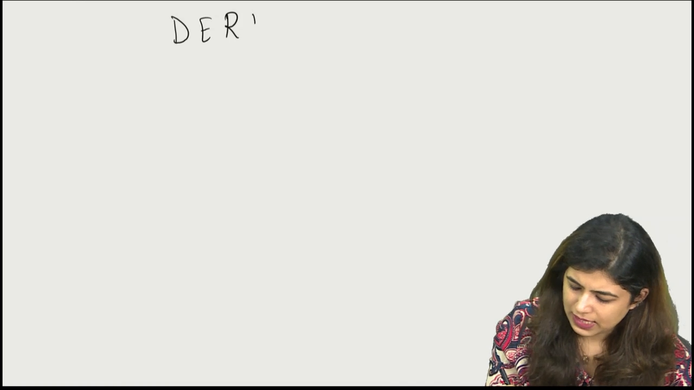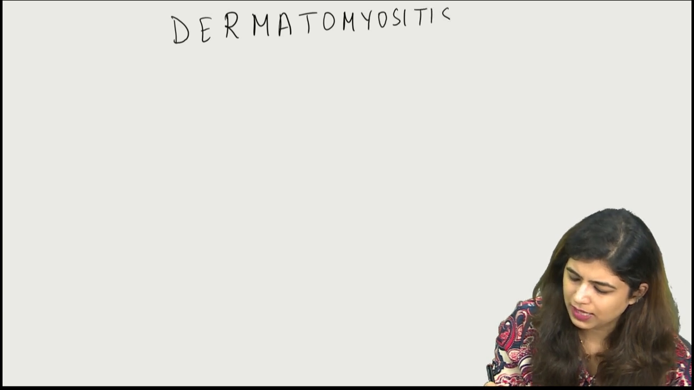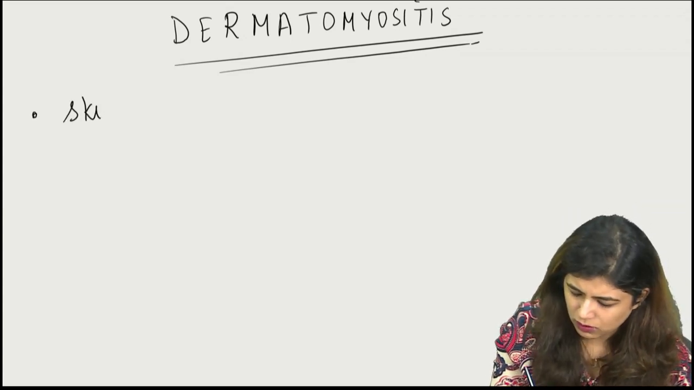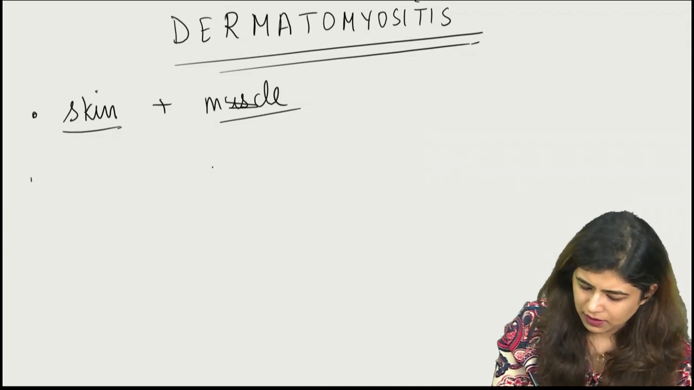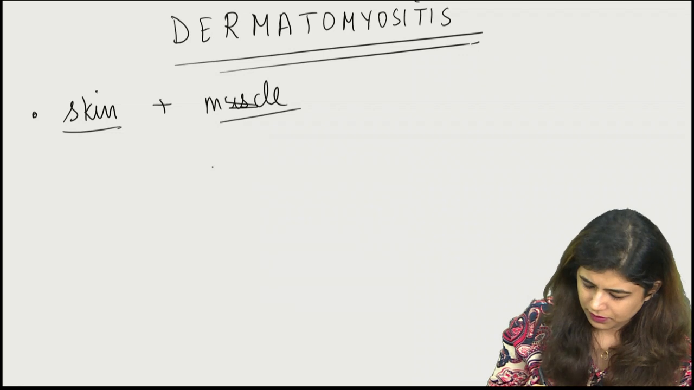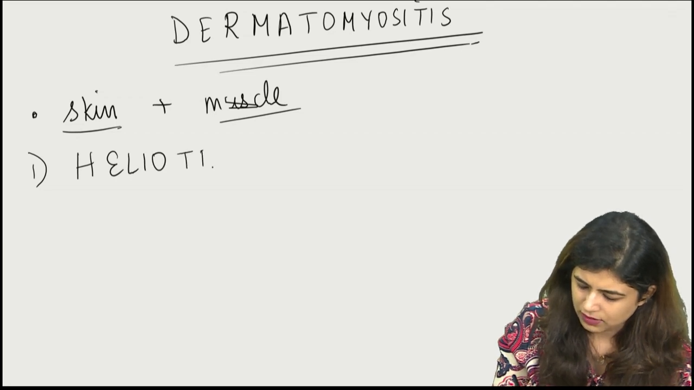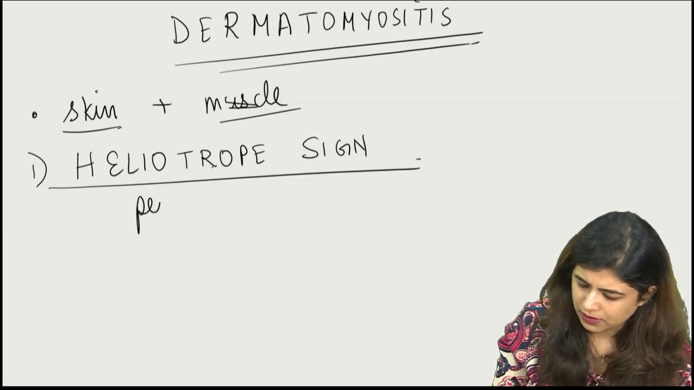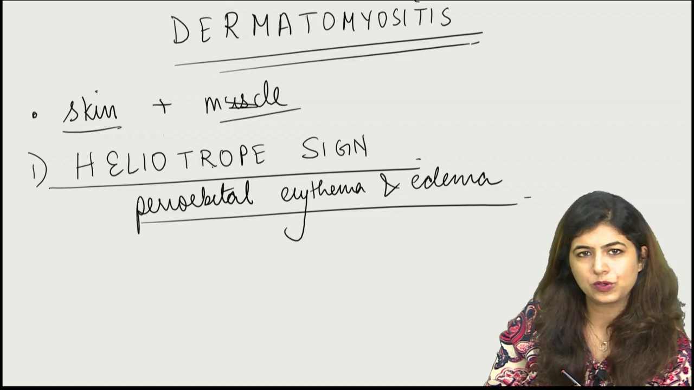So you have to be essentially aware of every possible question related to dermatomyositis. What are the findings here? You have skin involvement plus muscle involvement. Now, what are the findings in skin? Number one that I see here is rash, which is called as heliotrope sign. This is periorbital erythema and edema. Heliotrope sign.